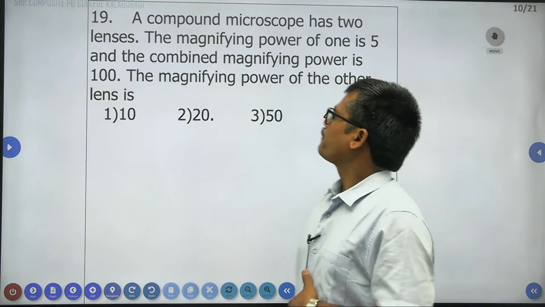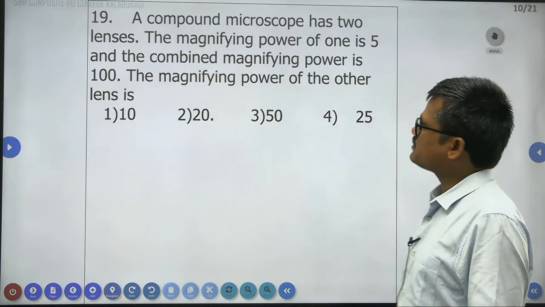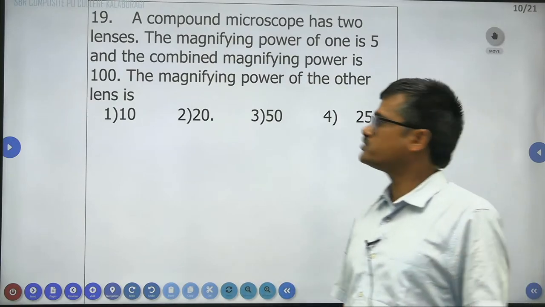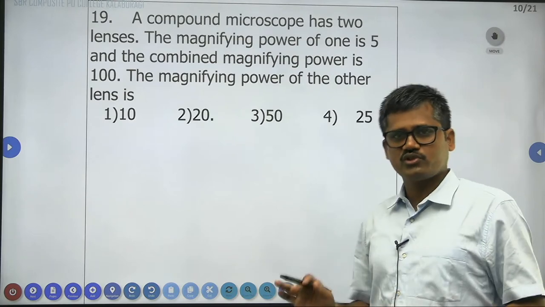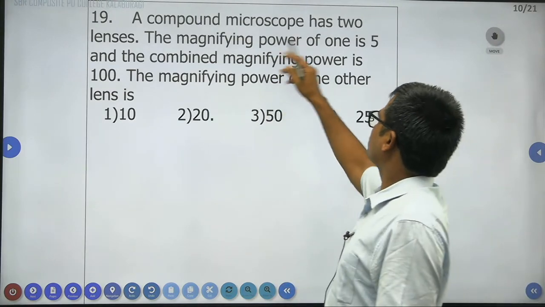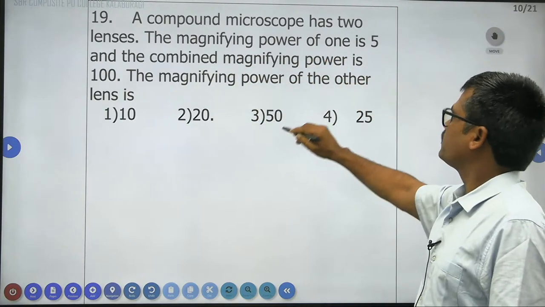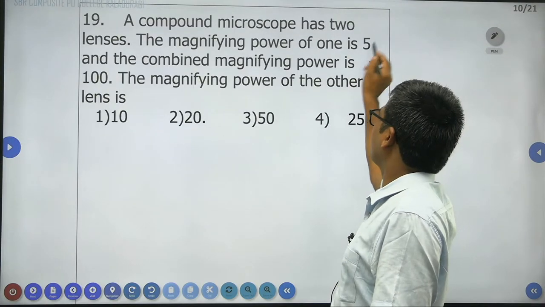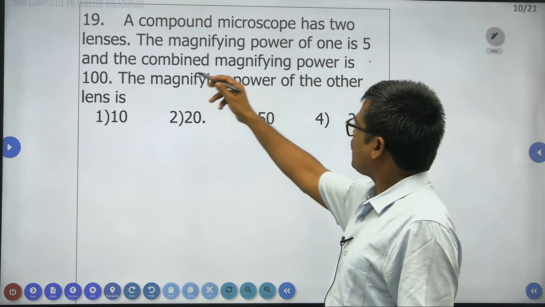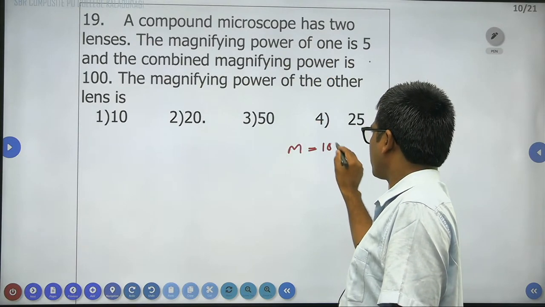Next one. A compound microscope has two lenses. How many lenses? Actually, many lenses are also possible, but for the simplest case we go with two lenses. So a compound microscope has two lenses. The magnifying power of one lens is 5, and the combined magnifying power is given as 100.